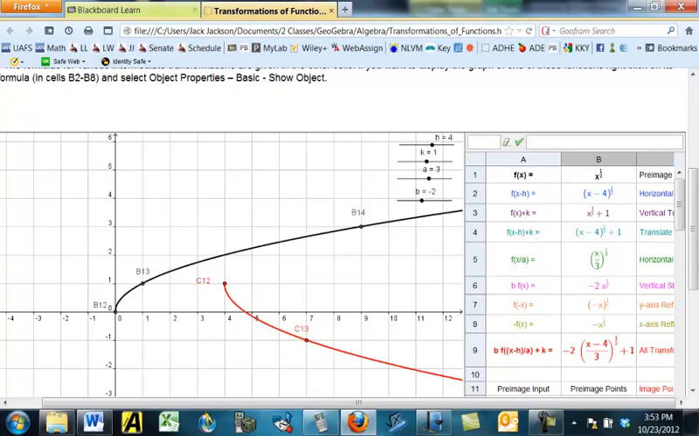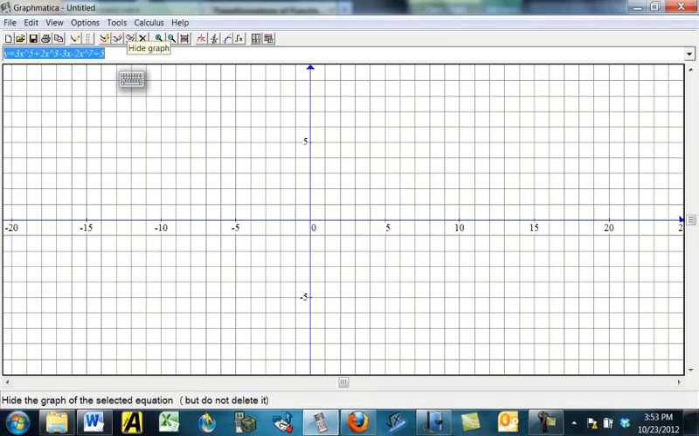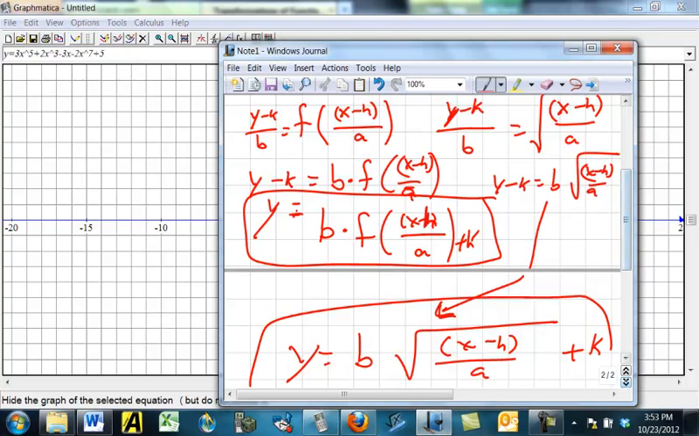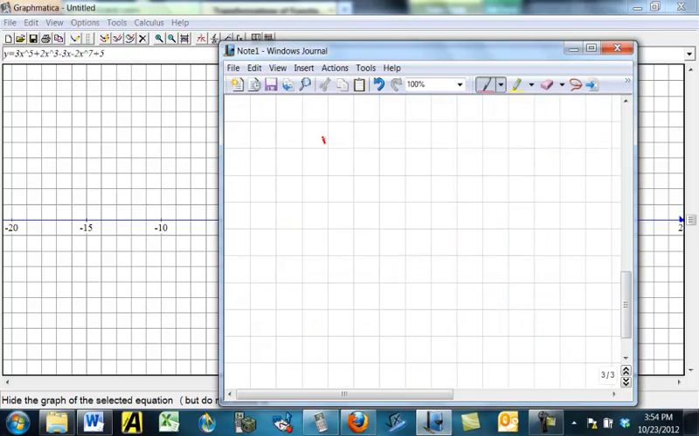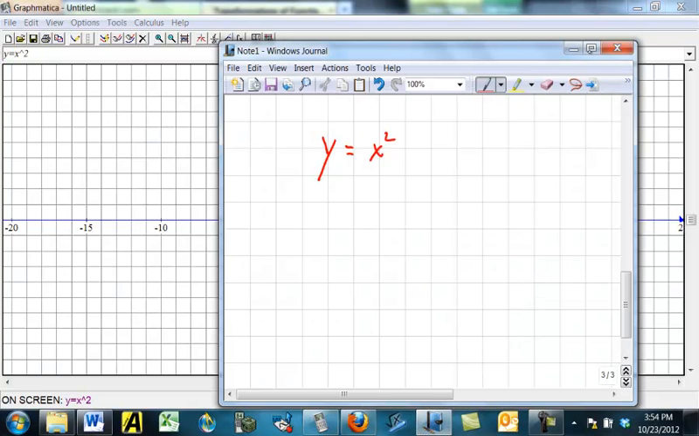But notice it does make a difference if we do this in a different order. So let's look at an example of that. Let's say we start with y equals x squared, good old friend there. Okay, so the purple graph is y equals x squared. Now let's just change the x, but let's do the order different.